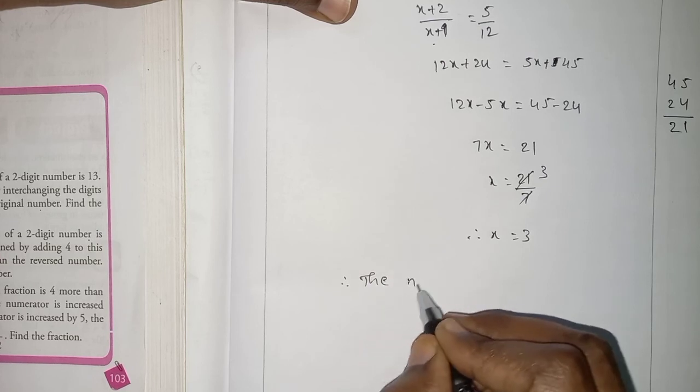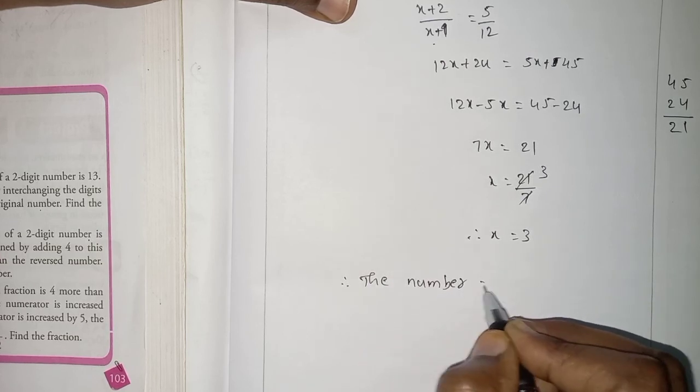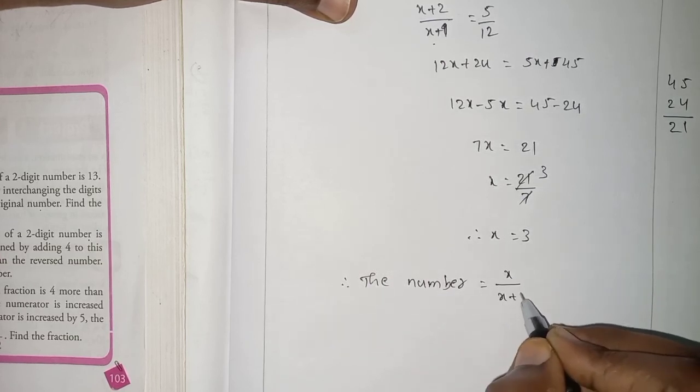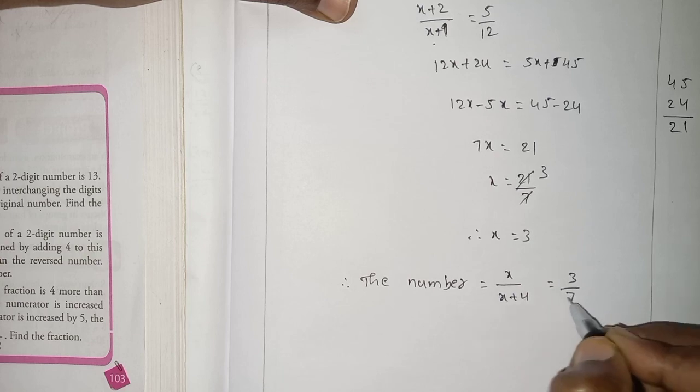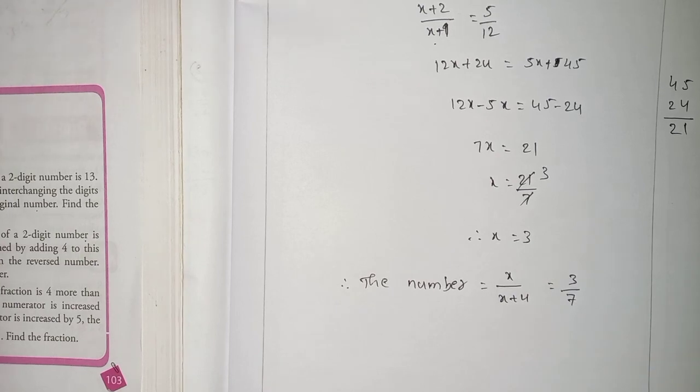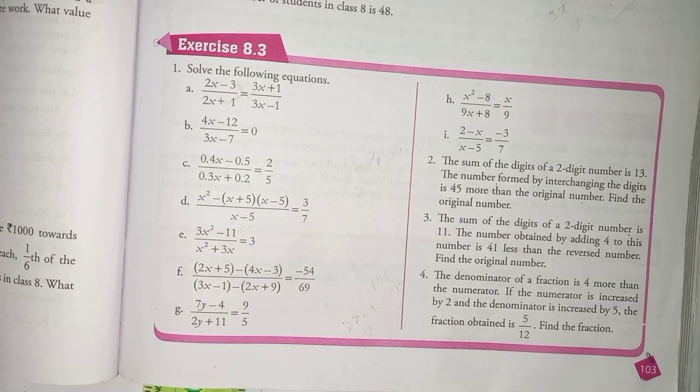Therefore, the fraction is equal to x by x plus 4. It is 3 by 7. Understand? By this, exercise 8 is also completed. In the next video, I'll explain the next exercise. Bye.